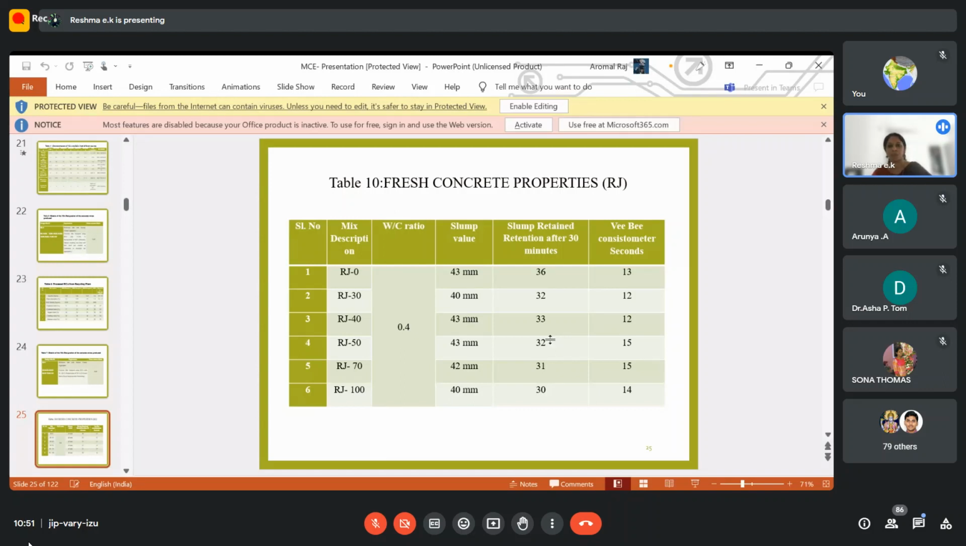Otherwise, we say while transporting, slump is getting lost, and by the time it reaches the site, the slump is very, very less. It is not sufficient. But this is in the case of pavement quality concrete. We don't need 100 slump. We need only 25 plus or minus 5 slump. That is sufficient. When I'm getting 43 in the laboratory, obviously it will satisfy the field requirements.